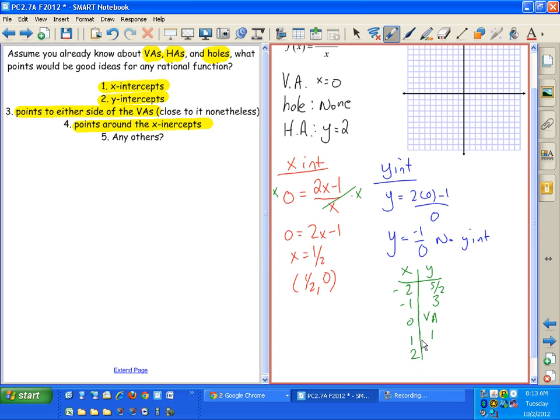All right, so I got some points around my vertical asymptote. And these are pretty much points around my x-intercept too, so we'll use all of this to get our graph, and we'll see if this gets us a good enough graph of what's happening here.